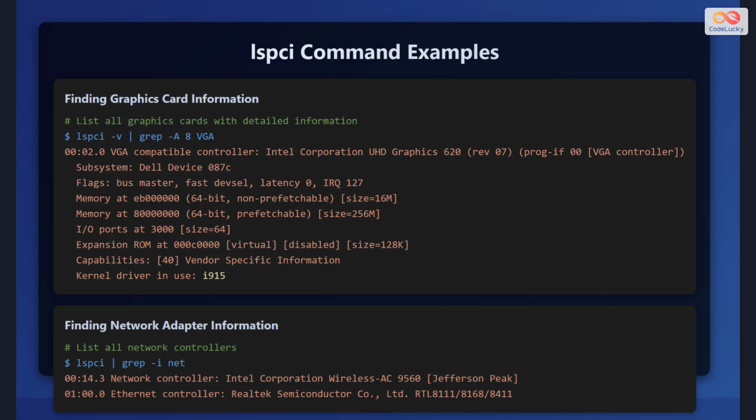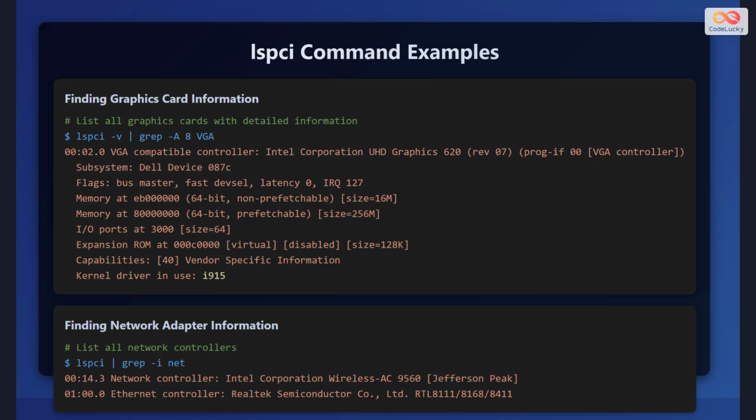Let's explore some practical examples of using the lspci command. First, finding graphics card information. To list all graphics cards with detailed information, you can use the command lspci pipe to grep -A8 VGA. This filters the output to show VGA-compatible controllers and the 8 lines following each match, providing comprehensive details about the graphics card including the kernel driver in use, such as i915 in this example.